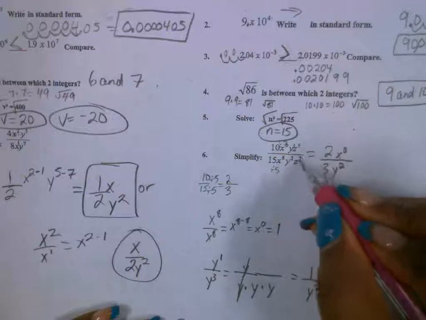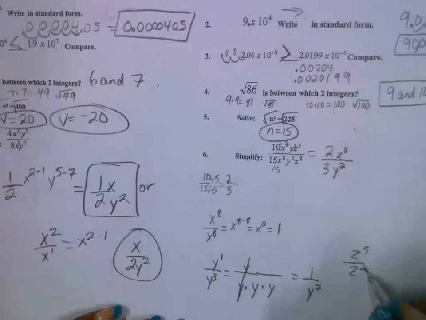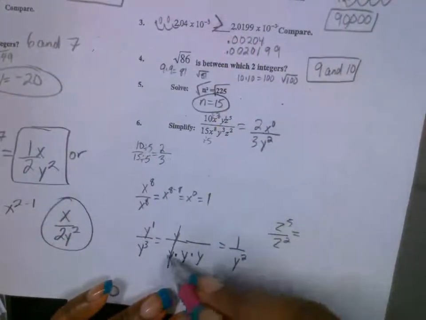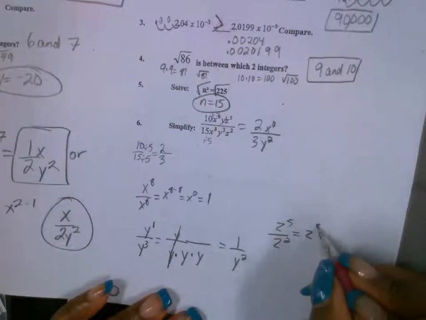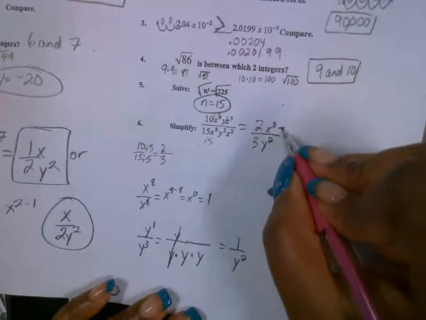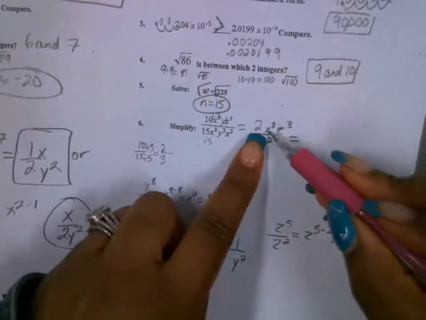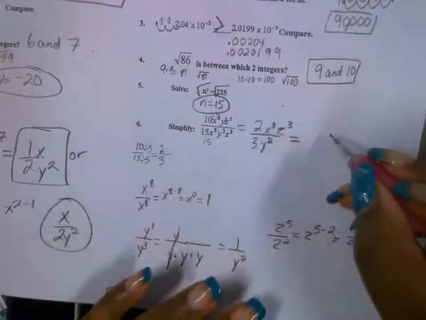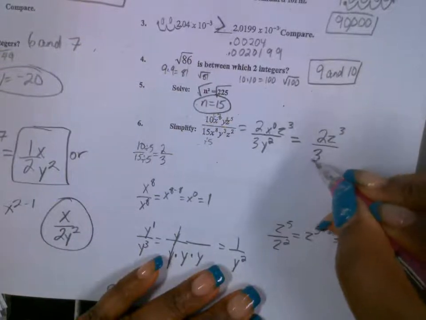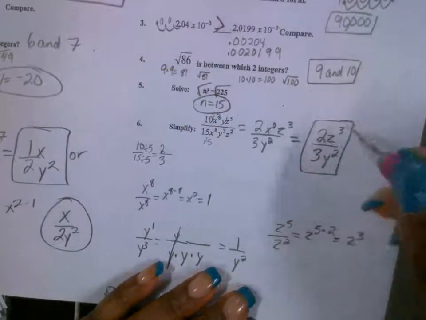So now we got the z's. We got z to the fifth, z to the second. Subtract. Or you can do the long way like we did this one. But the easiest way is to subtract. What's 5 minus 2? 3. So it's z to the third here. So to simplify completely, I don't even need this x to the 0 power because that's 1. So that's going to be 2z to the third over 3y to the second power.